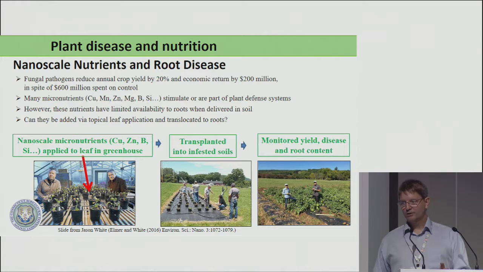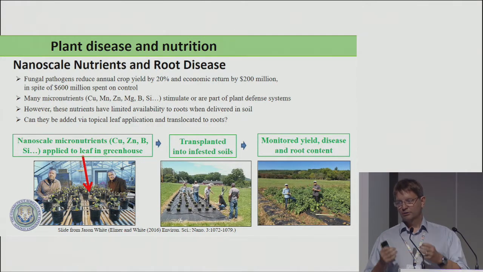If we look at plant disease and nutrition, nanoscale nutrients have been used to deal with root disease, but not in the way you might think. So fungal pathogens reduce crop yield by 20%, roughly worth 200 million in the US, despite 600 million being used to control it.